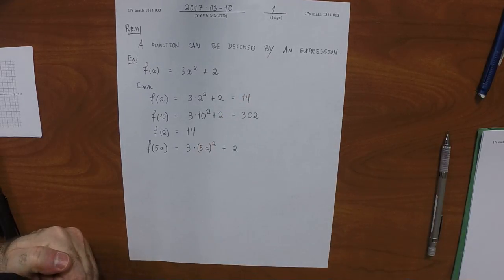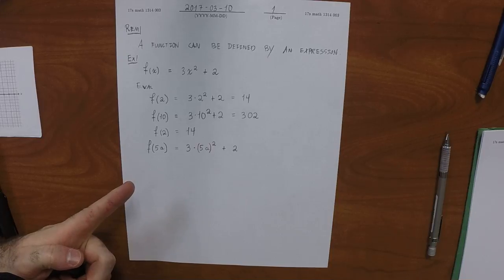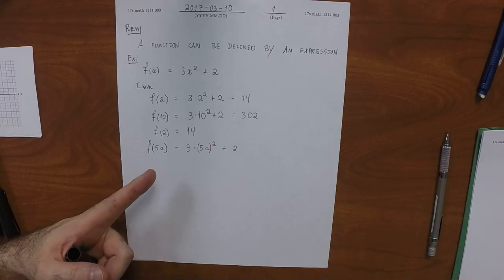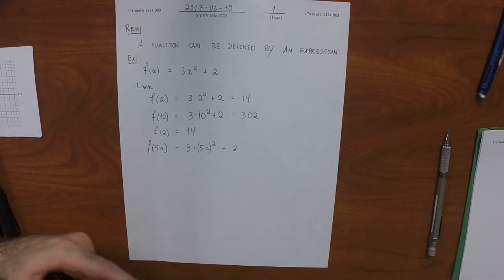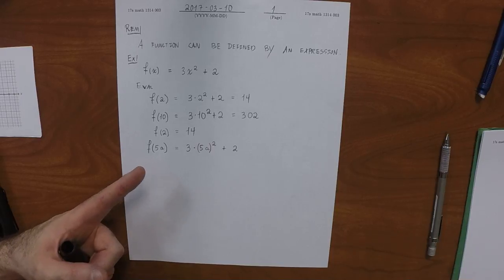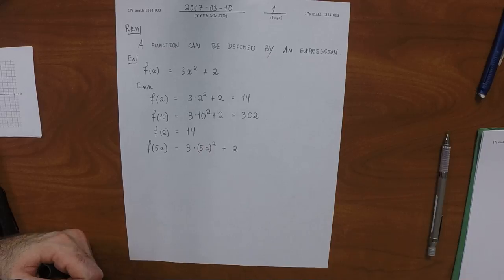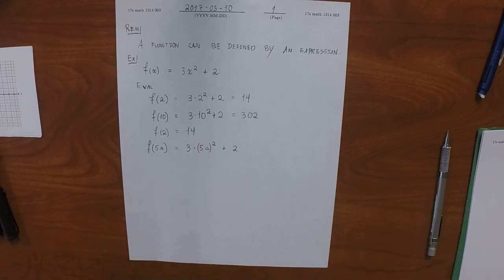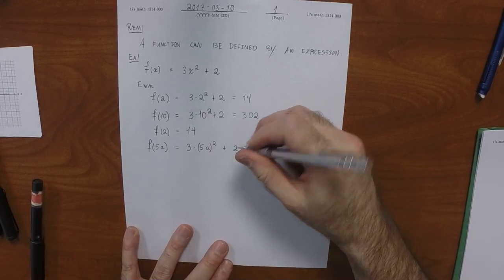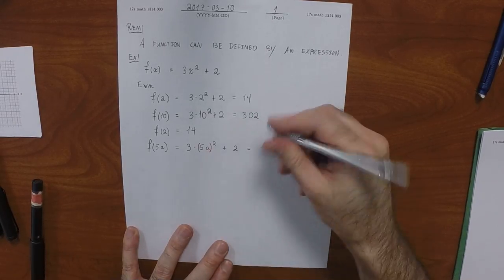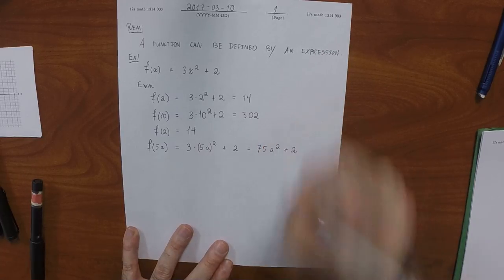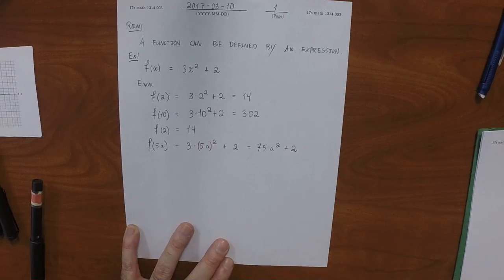Now, the general rule is that when you're performing a substitution, if the thing being substituted in consists of more than one symbol, like 5 is one symbol and a is another symbol, then you must parenthesize it in order to be correct. Okay. So if you were to do that, 5 squared is 25 times 3 is 75, so 75a squared plus 2. Any question about this one?